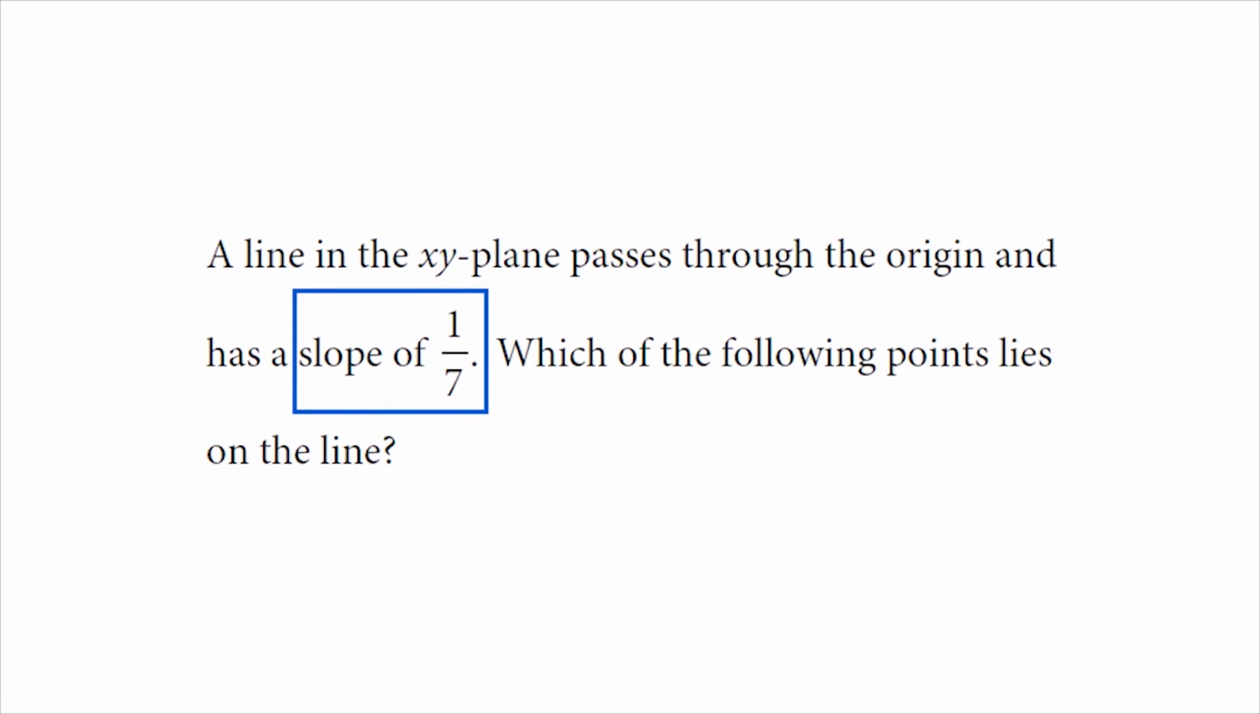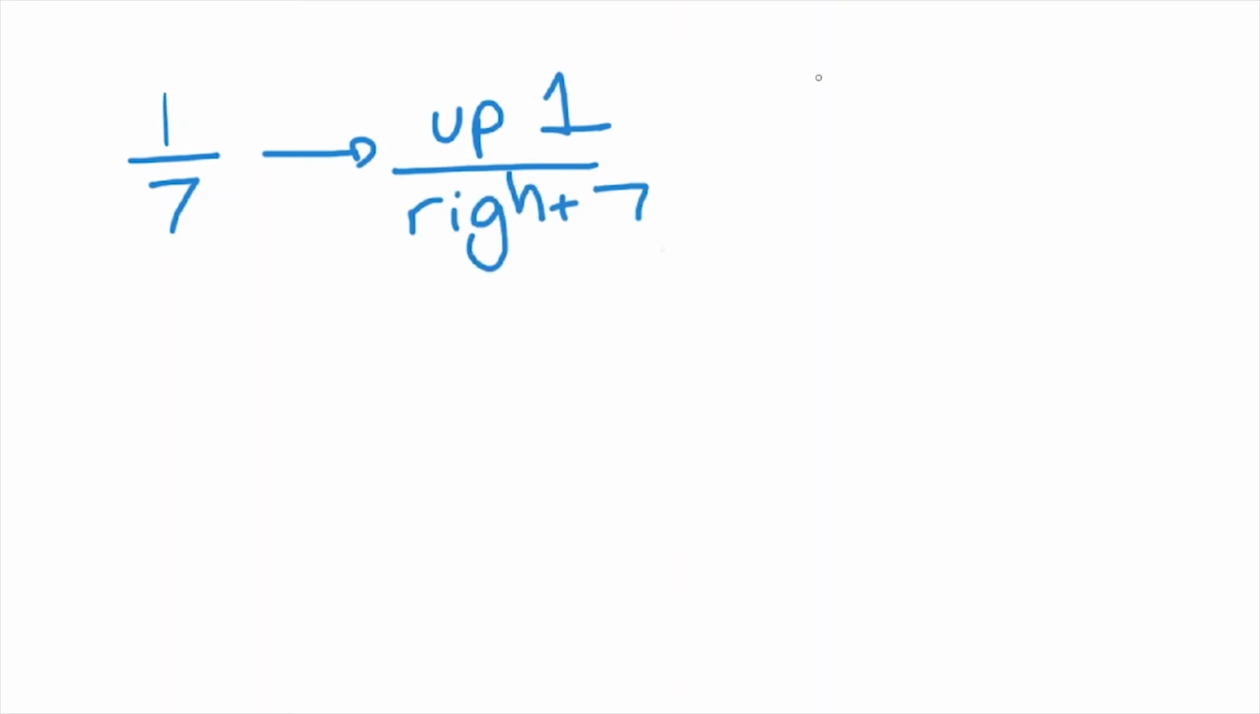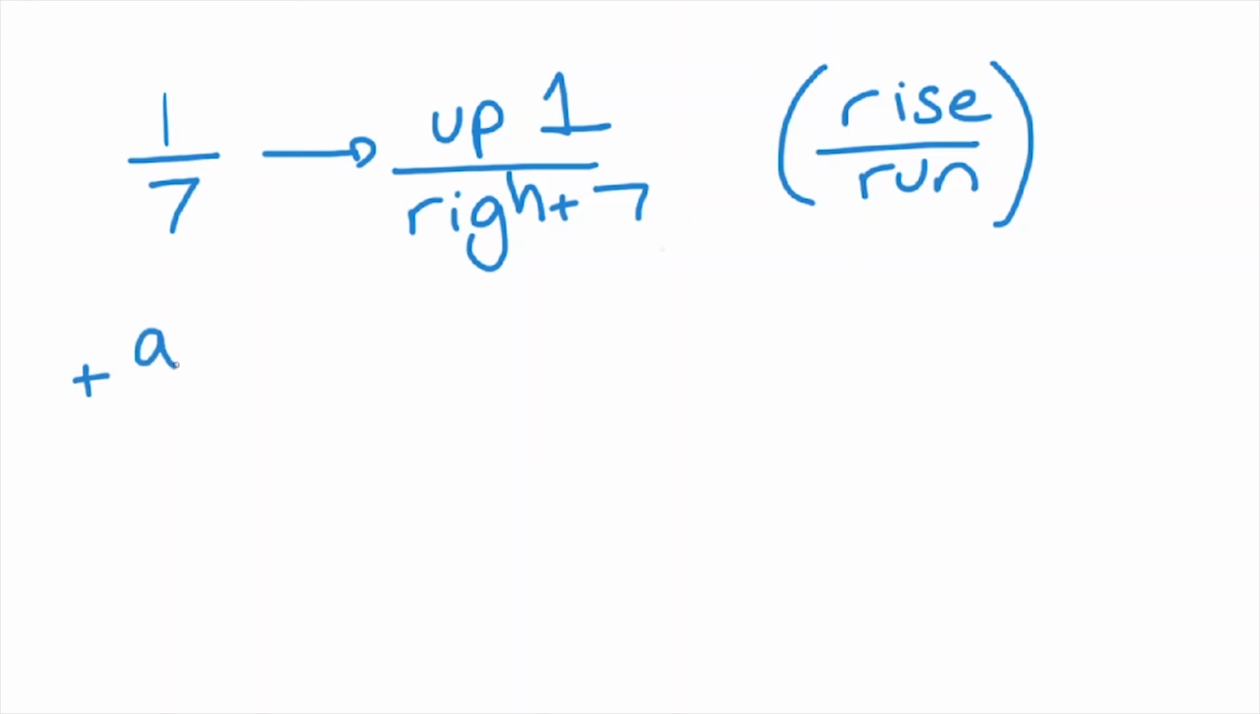To find points, we need to leverage the slope they gave us, 1 over 7. This slope tells us that we can find the next point by going up 1 and to the right 7. You've probably heard the slope described as the rise over the run. This can get confusing if the slope is negative. So instead, I'll show you another way of interpreting the slope.